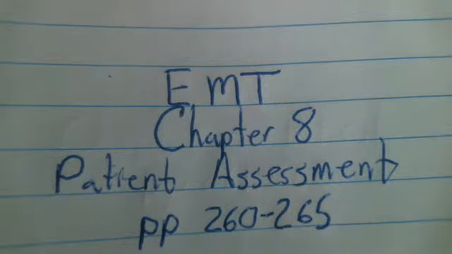Person. The patient is able to remember his or her name. Place. The patient is able to identify his or her current location. Time. The patient is able to tell you the current year, month, and approximate date. Event. The patient is able to describe what happened. The MOI or NOI. The event is the mechanism of injury or nature of illness.